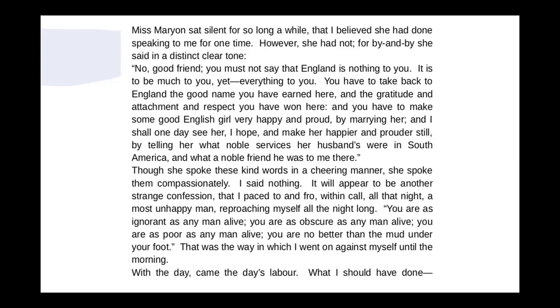"No good friend. You must not say that England is nothing to you. It is to be much to you, yet everything to you. What you have to take back to England." Now, to take back to England, here, it's of course South America. But if you come back from India at the time, this is what you have to take back: the good name you have earned here, and the gratitude and attachment and respect you have won here.